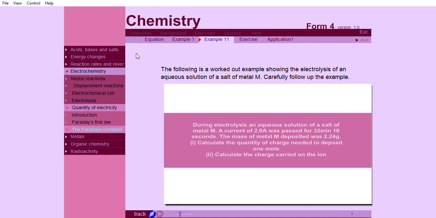During electrolysis of an aqueous solution of a salt of metal M, a current of 2.0 amperes was passed for 32 minutes 10 seconds. The mass of metal M deposited was 2.24 grams. Calculate the quantity of charge needed to deposit 1 mole and calculate the charge carried on the ion.